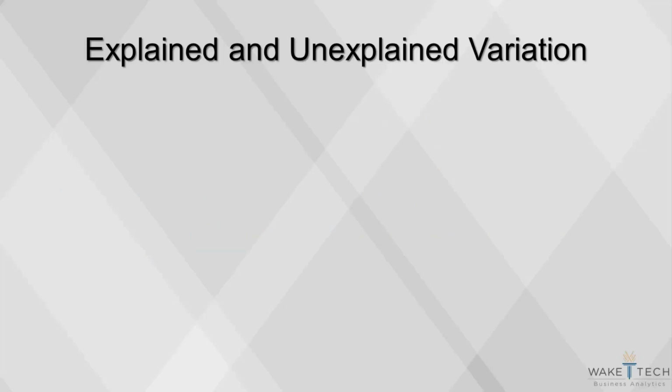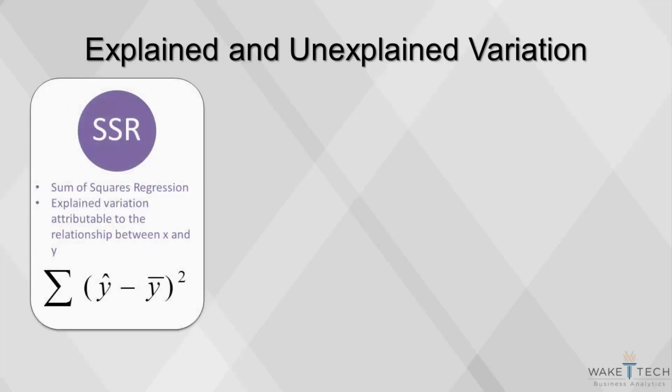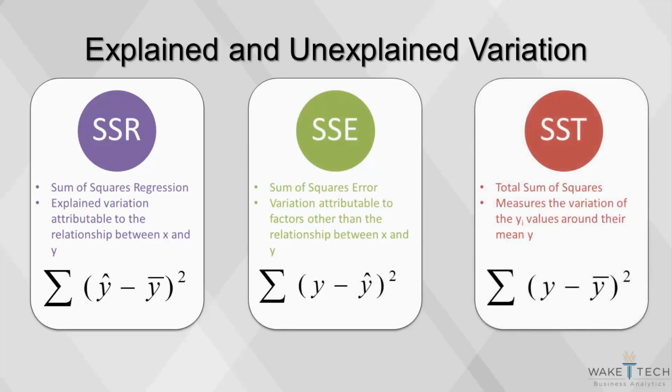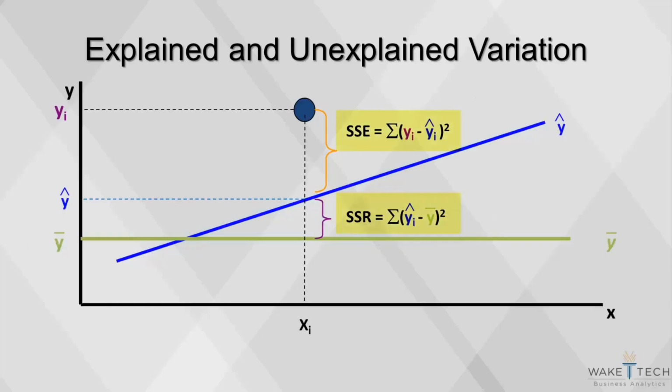Here's a look at the decomposition. The sum of squares regression, or SSR, is the explained variation attributable to the linear relationship between x and y. The sum of squares error, or SSE, measures the variation attributable to factors other than the linear relationship between x and y. The SST is the total sum of squares. The SSR and SSE together make up the SST.